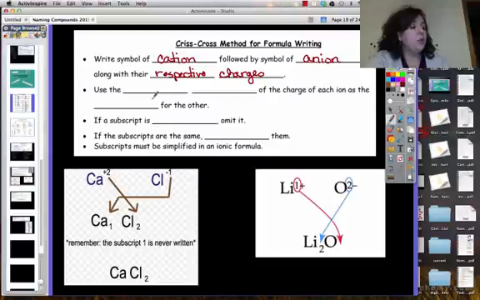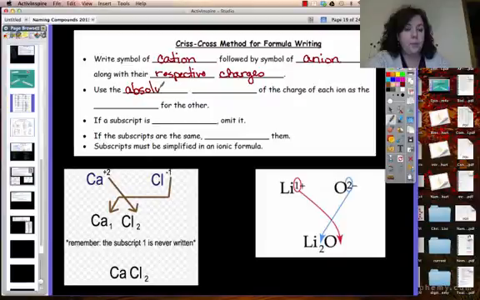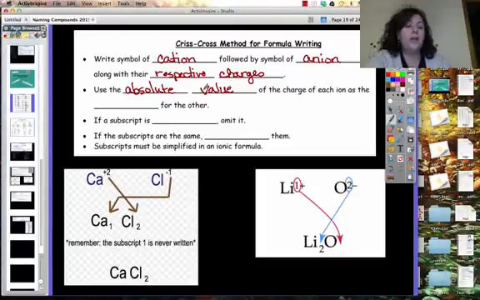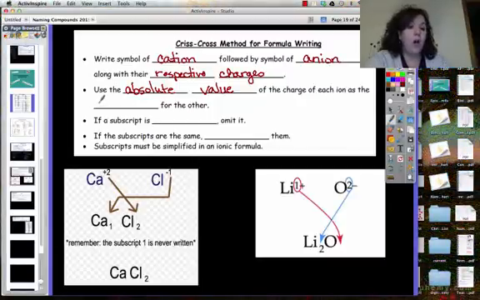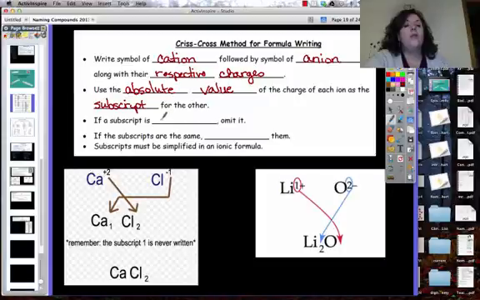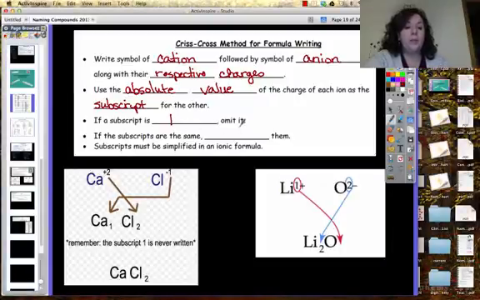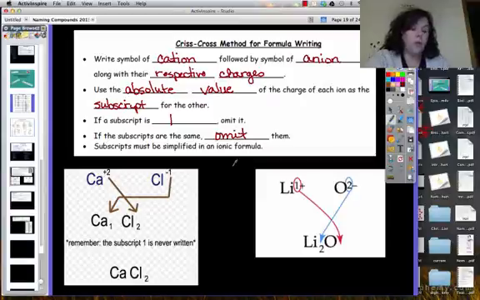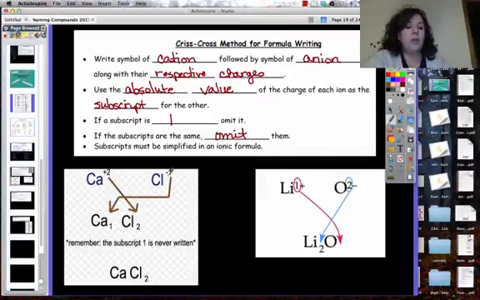Okay, then what we're going to do is use the absolute value, that means take the positive or negative off of the number. We're going to take the absolute value of the charge of each ion as the subscript for the other one. If a subscript is 1, omit it. If the subscripts are the same, omit them. So you don't put 1s in any formula. And we talked about that when we did the covalent ones.